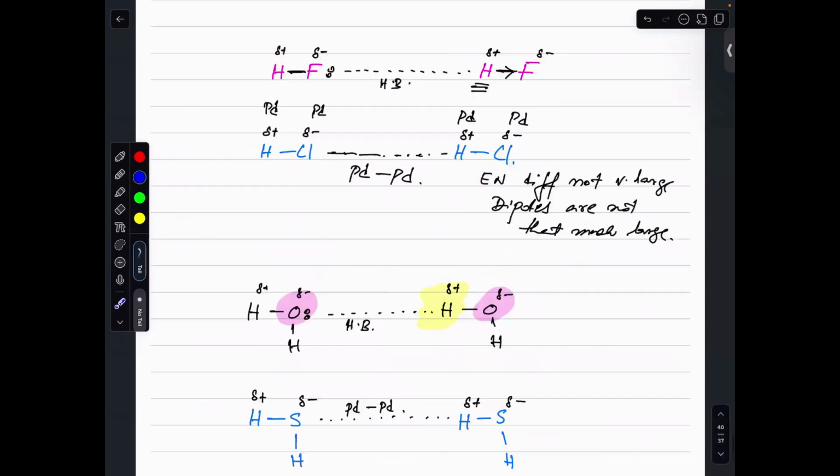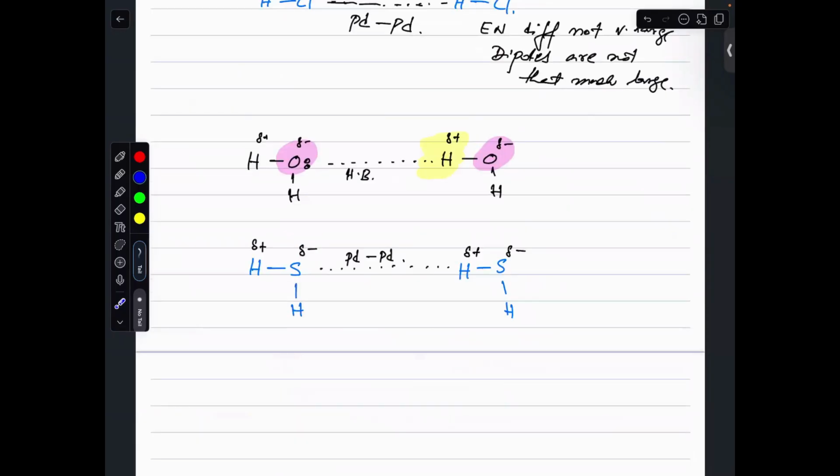So we discussed the PD-PD. There is no more information than this. This is your course: the partial positive atom of one molecule attracting the partial negative of the other.